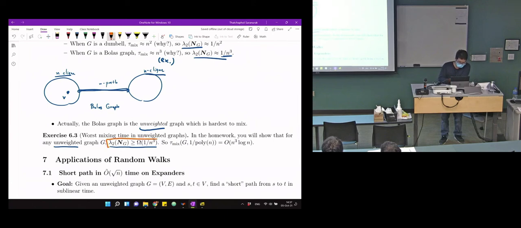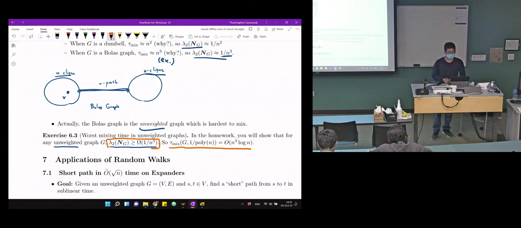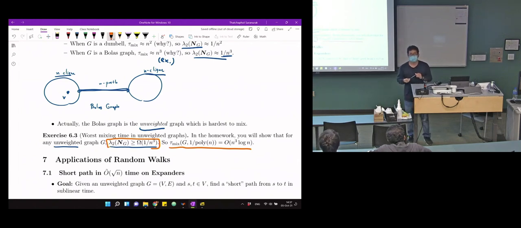But in an unweighted graph, you can get at least a polynomial bound on lambda 2, which means that for any unweighted graph, the mixing time is going to be at most n cubed. Sometimes in the literature we say the weights are bounded. In that case, you will get a polynomial bound here too, if the weight is bounded by a polynomial.